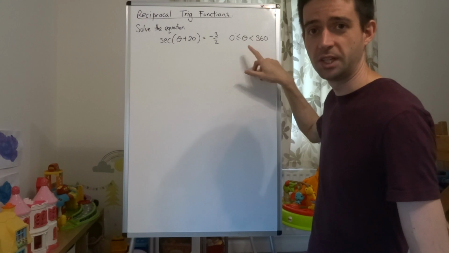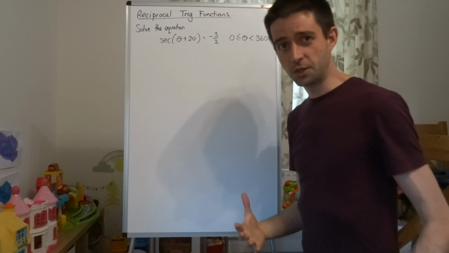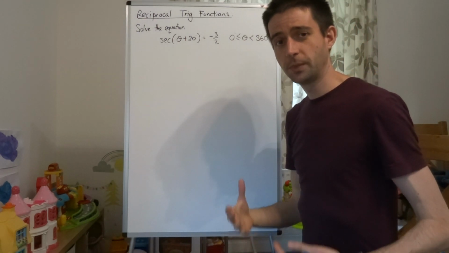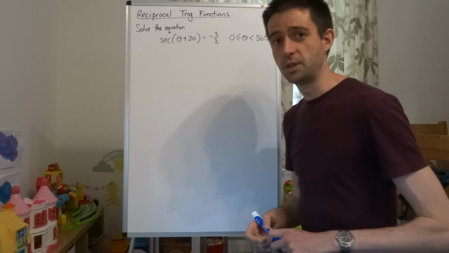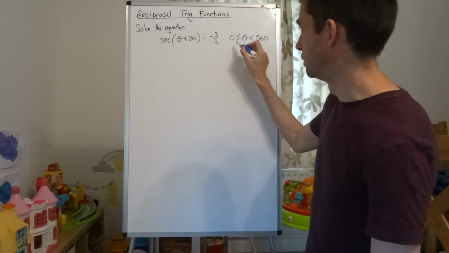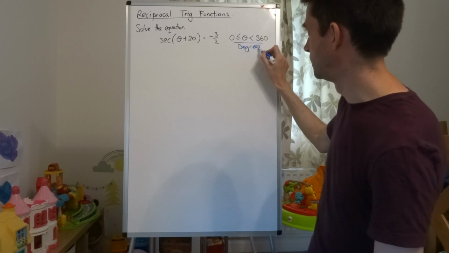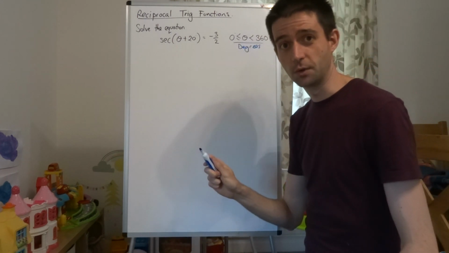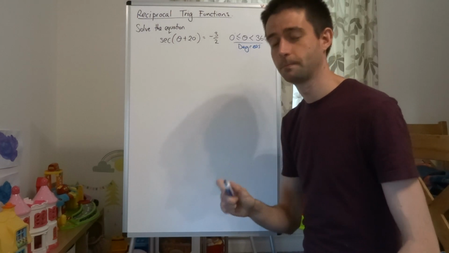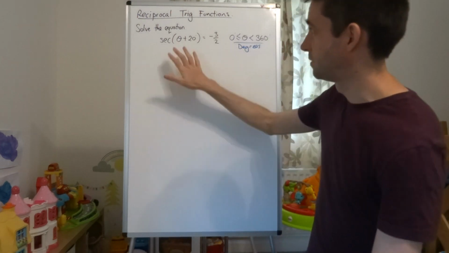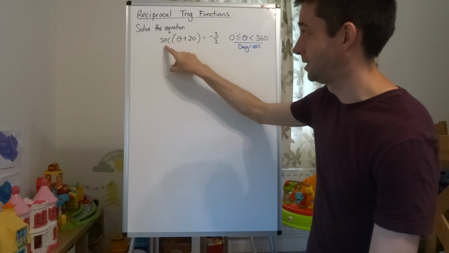Now what's the first thing you do when you're looking at a trig equation? You look at what the limits are, whether it's degrees or radians, and you make sure that your calculator is in the right mode. So because we're solving for degrees, you need to get your calculator in degrees mode before you do anything else. Now we'll deal with the fact that this is a sec equation.